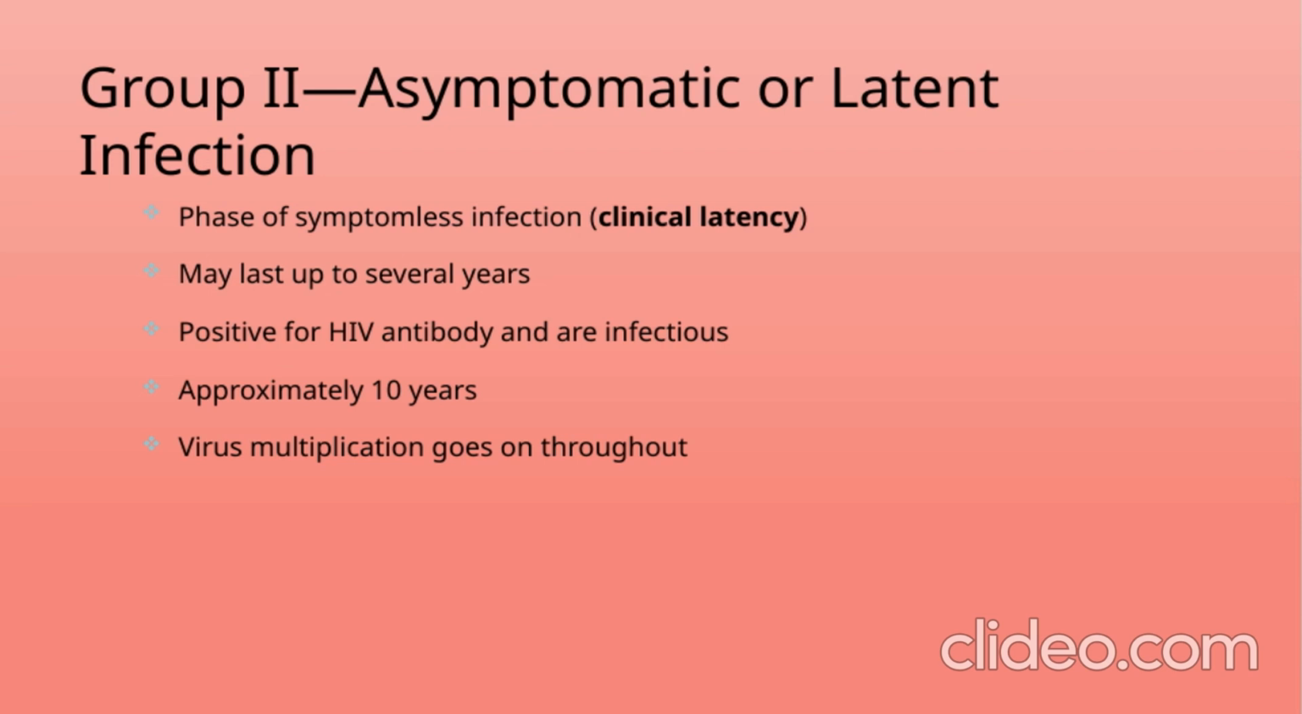Understanding this stage is crucial because, even without symptoms, the infection persists and can progress if not managed properly. This group of individuals, often referred to as Group II, are in an asymptomatic or latent infection stage. They may feel healthy, but the virus is still present and capable of causing damage over time. Recognizing this helps us appreciate the importance of regular testing and early intervention to control the spread and impact of HIV.